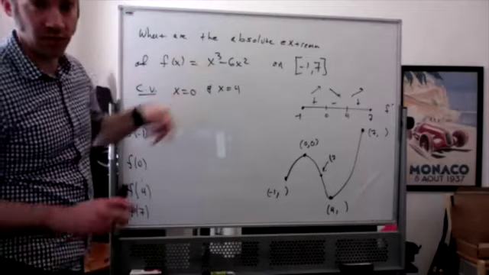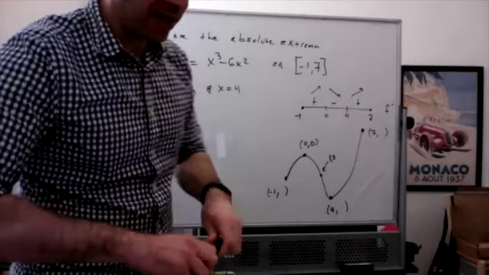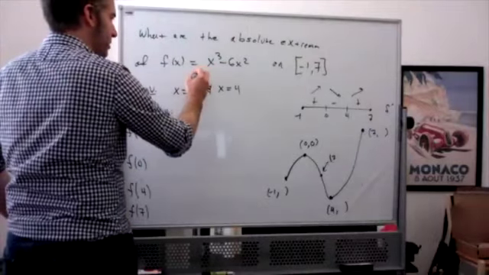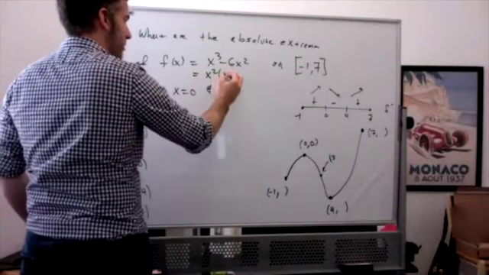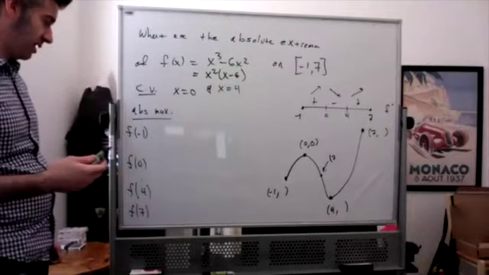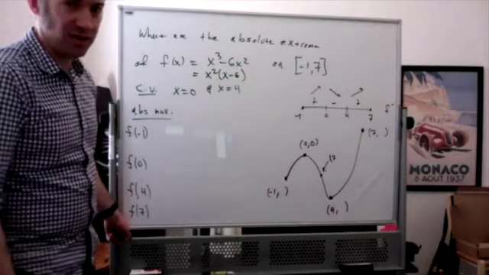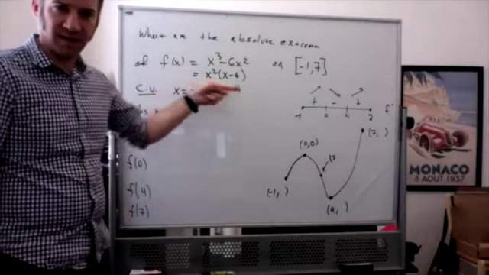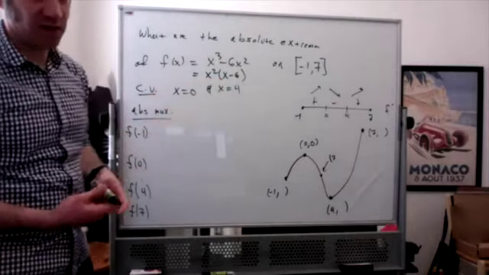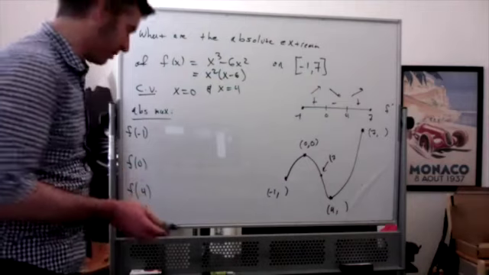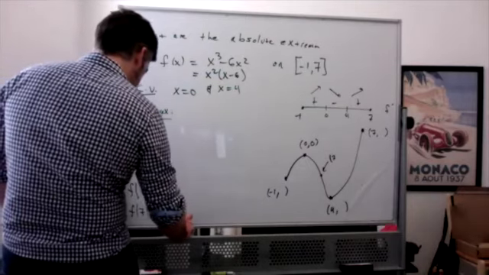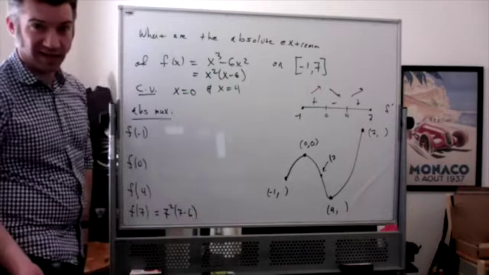This is, again, a place where it's to your benefit to factor this as x squared times x minus 6. I don't really want to do 7 cubed minus 6 times 7 squared, but 7 squared times 7 minus 6 is super straightforward. So really, if you can, factor a thing. So f of 7 is going to be 7 squared times 7 minus 6, which is 49 times 1.